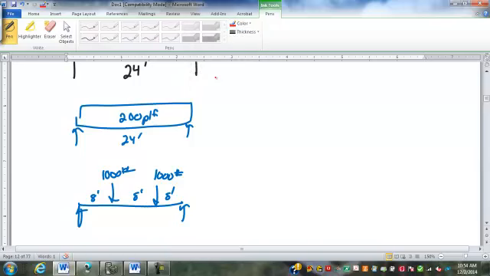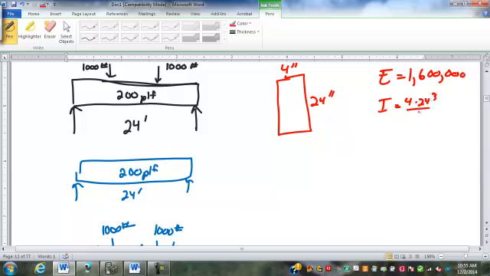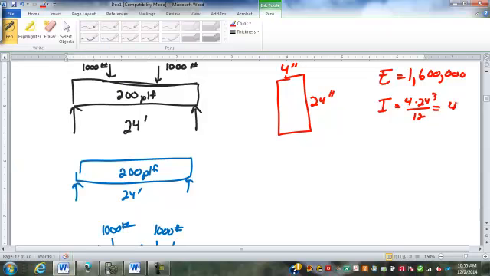So we need to know a little bit about our beam. What are we using for a beam? This is 24 feet, so we're going to use a 4-inch by 24-inch wooden beam. Elastic modulus, 1,600,000. Moment of inertia is 4 times 24 to the third over 12. Which is 4608.